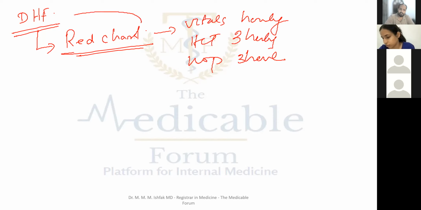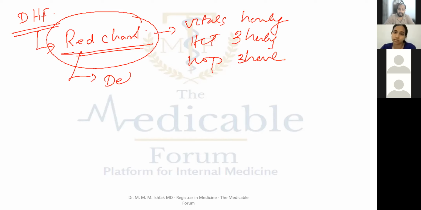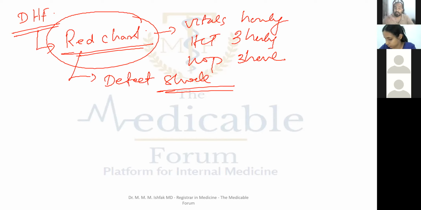So what is the basis of the red chart? The basis of the red chart is to detect the patient going into shock. Now, the basis of the blue chart is you are detecting the patient going into leak. In the red chart, you are detecting the patient going into shock. That is why you monitor hourly, right?